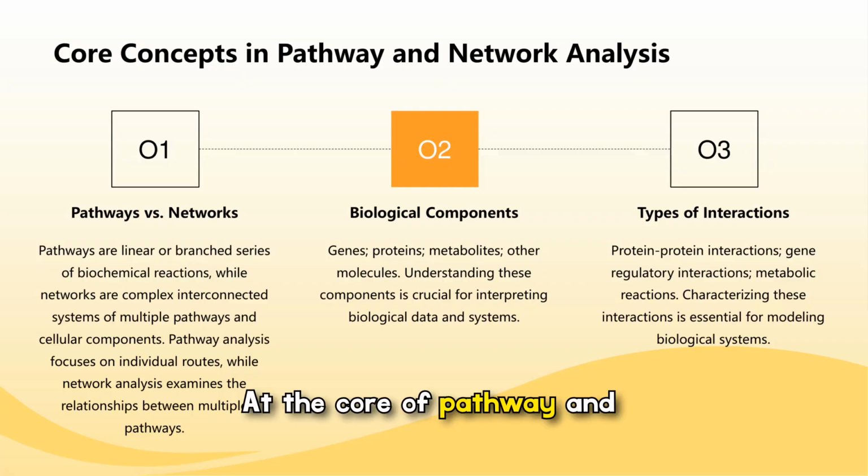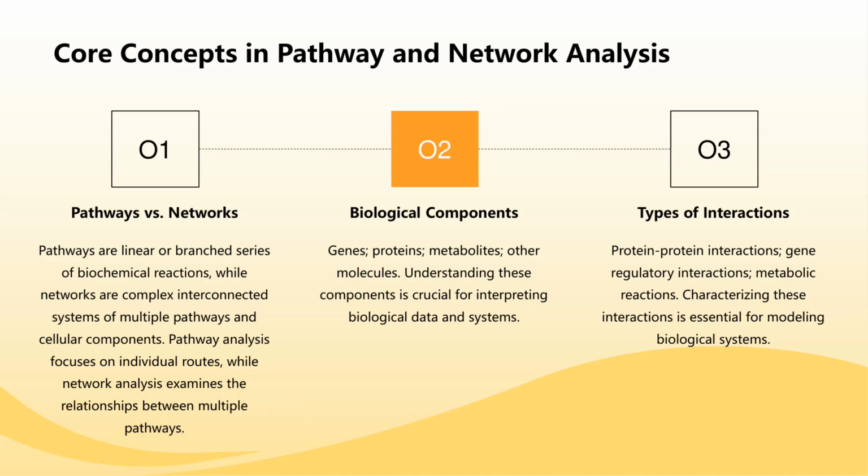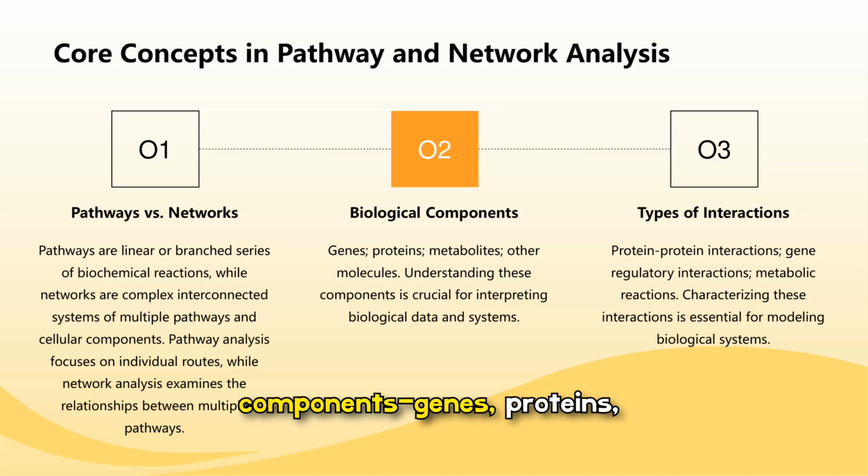At the core of pathway and network analysis are three ideas. Pathways are ordered biochemical routes. Networks are complex interconnected systems, and the components, genes, proteins, metabolites, interact in diverse ways. Understanding these concepts helps us model biological systems and interpret how multiple pathways coordinate cellular behavior.